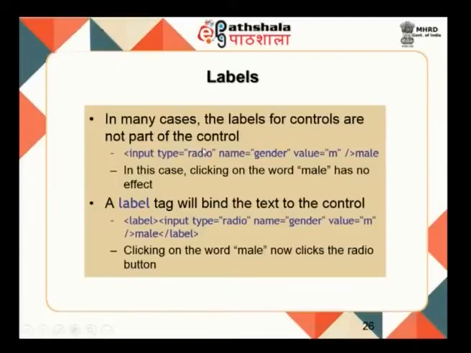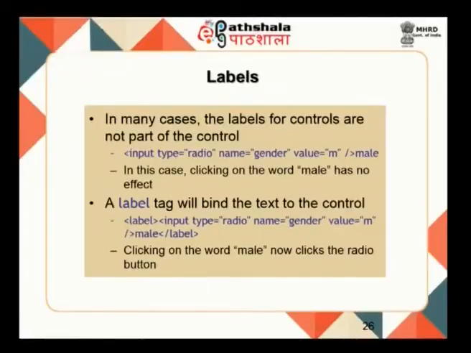So, to give control to the text that appears along with the radio button, we need to make use of labels. Labels for controls are not part of the control. So what you have to do is embed the radio button tag within this label. Here you can see input type equal to radio, name equal to gender, and you give the radio button name as male.